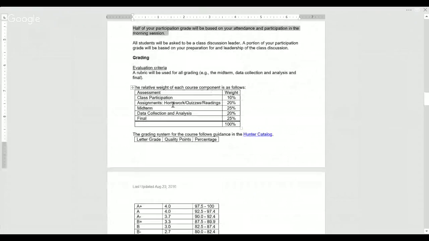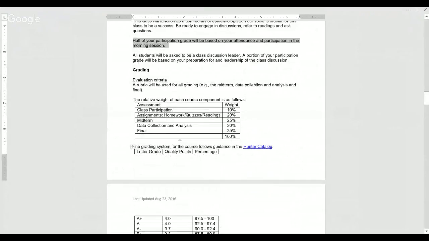All right, grading. Grading is standard for Hunter. So down here you see anything above 92.5 is an A. 90 to 92.5 is an A minus. Anything above 82.5 is a B.